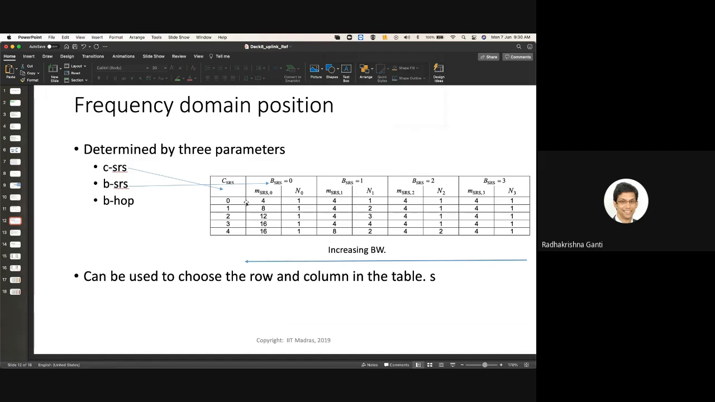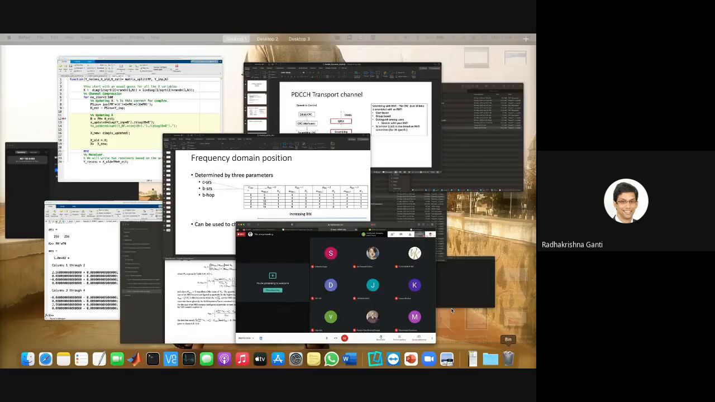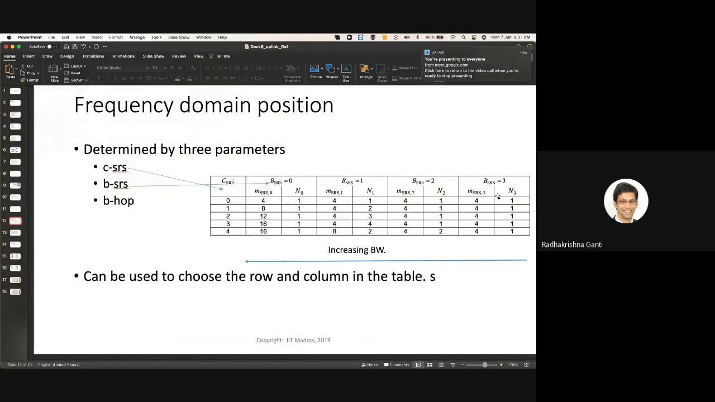Okay. So CSRS and BSRS. The base station chooses one of the rows and one of the columns, and from there you get this MSRS. Essentially, this MSRS tells you the number of RBs you have to populate your SRS for. And one thing you observe is BSRS equal to 0 corresponds to the highest bandwidth. BSRS equal to 3 corresponds to generally lower bandwidth.